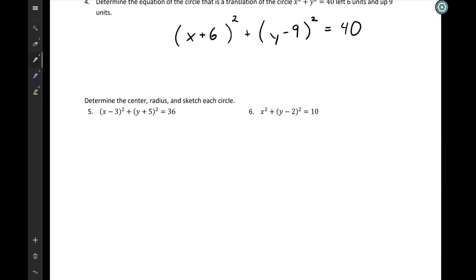Okay, so determine the center, radius, and sketch each circle. So let's write down the center. The center of this circle is going to be 3, negative 5.